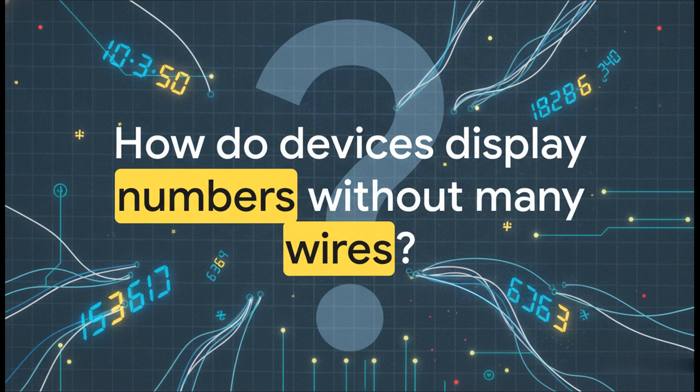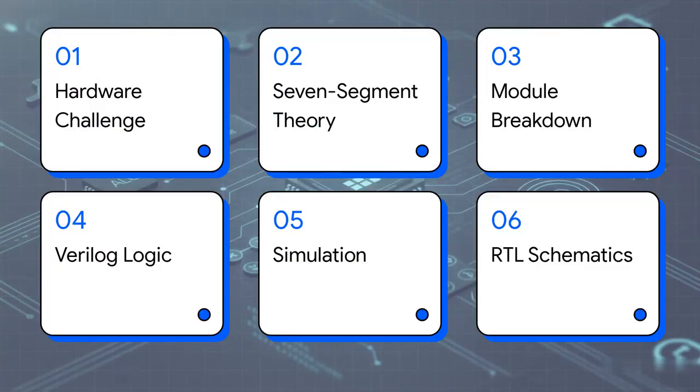But, spoiler alert, they don't do that. Instead, there's this incredible, high-speed, invisible illusion powering those screens. And today, we're going to expose exactly how it works. So here's our roadmap. We'll start with the display hardware challenge, then decode 7-segment theory, break down the modules, and actually code the Verilog logic. After that, we'll hit simulation and verification, and finally look at the final RTL schematics. Okay, let's dive into this.